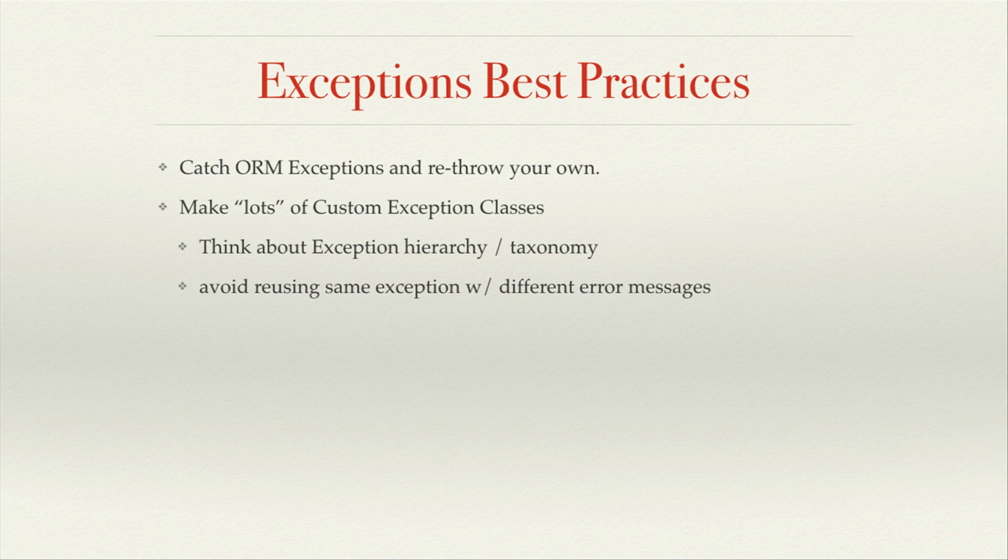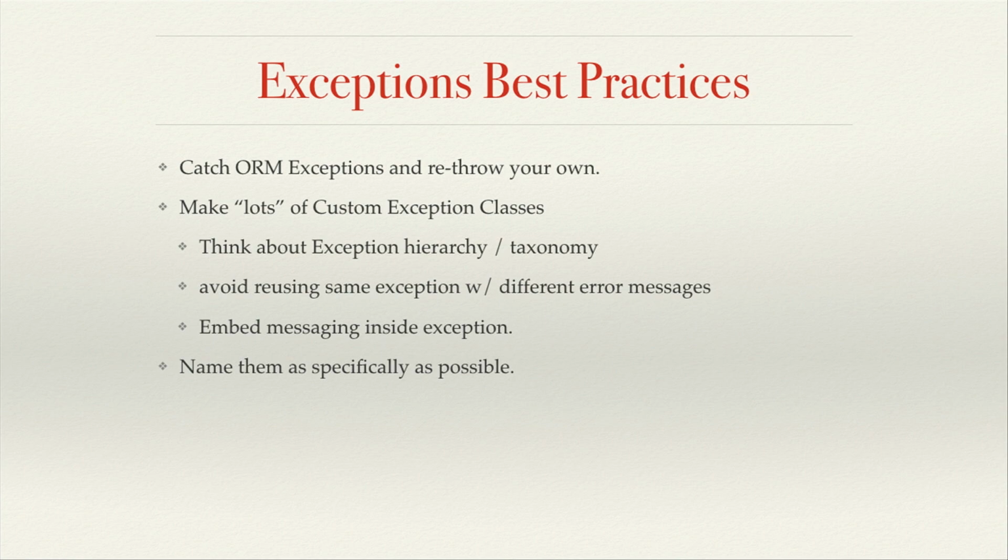So I try to avoid reusing the same exception with different error messages. If I'm using the same exception with different error messages, it may signal that I have, in fact, two different exceptions that I should have. Not in all cases. If it's really closely related, then maybe not. But it's something to think of. Try to embed the messaging inside of the exception, and yes, name them as specifically as possible. In Simon's talk, he showed patterns to think about for naming an exception, where it conveys the cause of what went wrong. It tells you what went wrong and why it went wrong. I think it's a good thing to keep in mind.